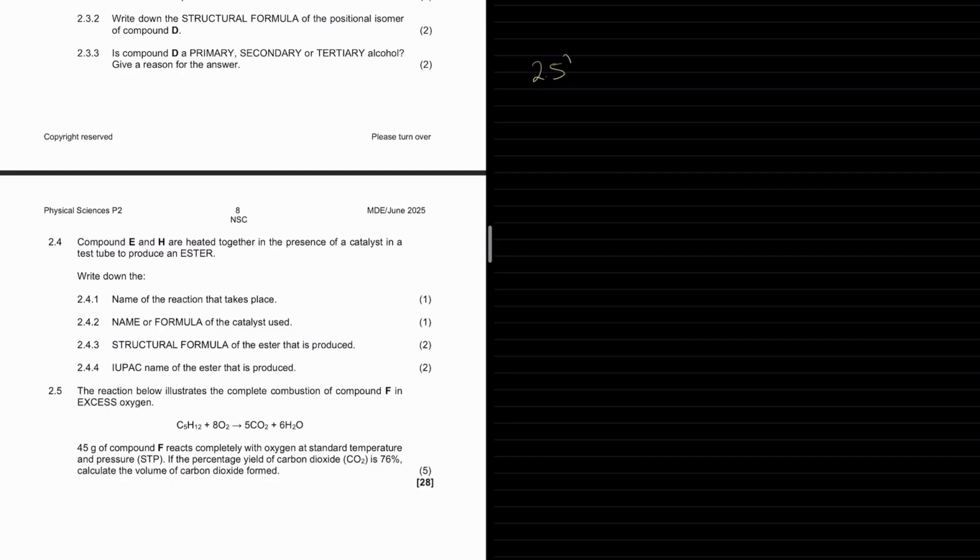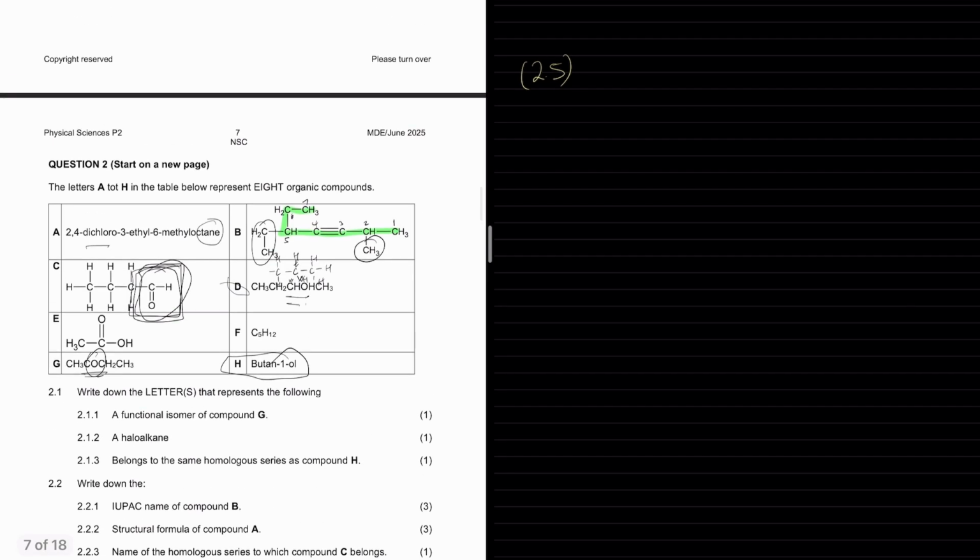Now question 2.5. The reaction below illustrates the complete combustion of compound F in excess oxygen. 45 grams of compound F. So I'm assuming compound F is this. Let's just confirm. Yes. Reacts completely with oxygen at standard temperature and pressure. If the percentage yield of carbon dioxide is 76%, calculate the volume of carbon dioxide that is formed.